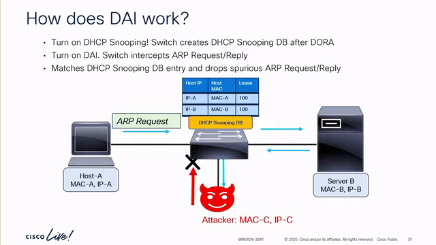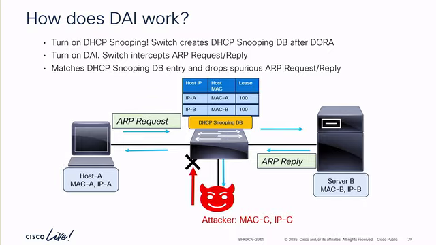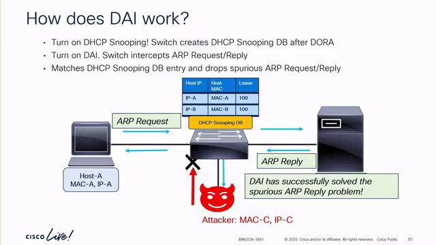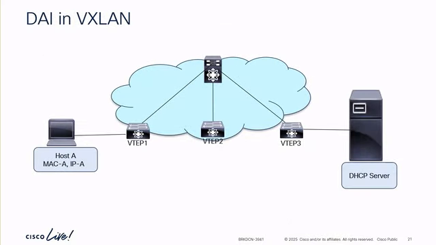And now when the legitimate ARP reply comes, there's no problem at all, right? It goes all the way because the matching is there in the snooping database. It goes back to the host, and DAI has successfully solved the spurious ARP reply problem. So now, having looked at the primer, hope you're all with me. We are going to look at how this dynamic ARP inspection works in a VXLAN context.